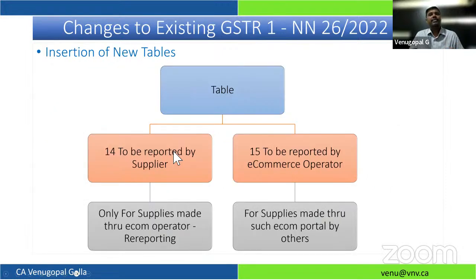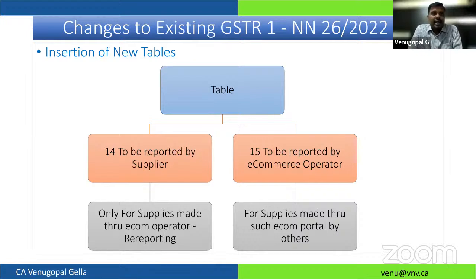Now they have introduced 2 new tables. I'll actually say 5 new tables. Broadly, it is 5. But just to summarize, table 14 relating to the supplier, table 15 relating to the e-commerce operator. These are the new tables that got introduced. We'll go through all the 5 tables one by one.